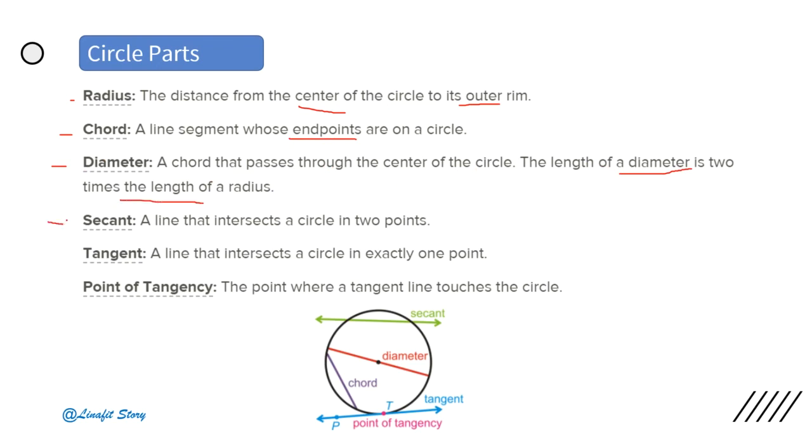And then secant, a line that intersects a circle in 2 points. Tangent. A tangent is a line that intersects a circle in exactly 1 point. And then there is a point of tangency. It's the point where a tangent line touches the circle. So over here, you may find the circle parts.